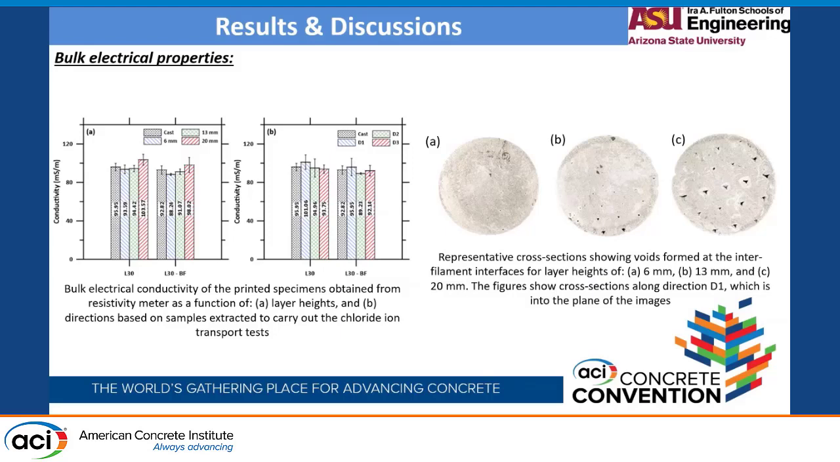This is for 6 mm samples, 13 mm samples, and 20 mm samples. You can clearly see we have minimal or no voids created in the samples printed with 6 mm layer height, while we have much more significant voids in the samples printed with 20 mm layer height. This is because we use a circular nozzle, and due to the round shape of the filament extruded, as we increase the layer height, the voids at the interface junction increase.